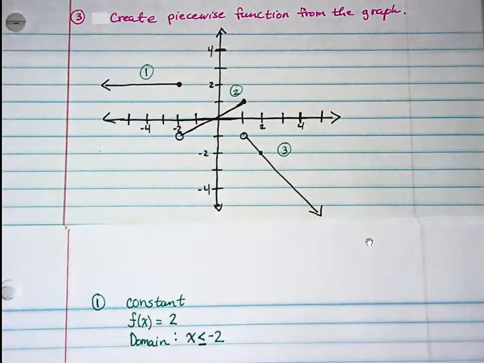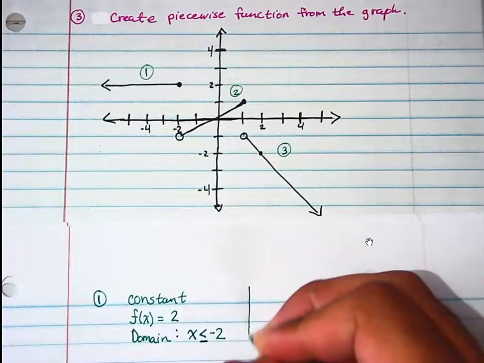All right, so that's our first equation. f of x equals 2, with our domain being x is less than or equal to -2. Right, so that was an easy one. That's the easy one to start with.